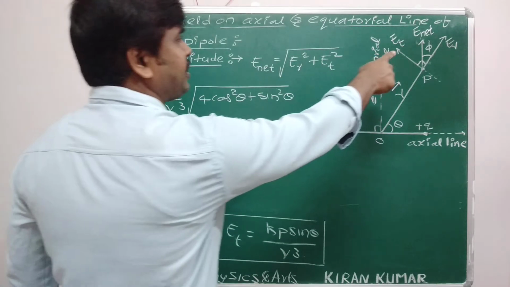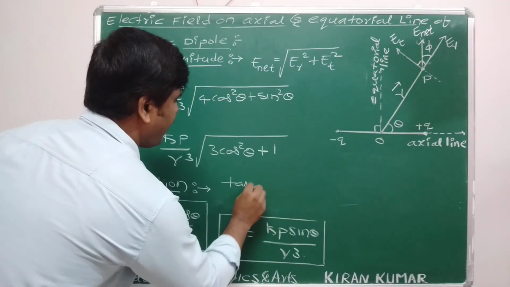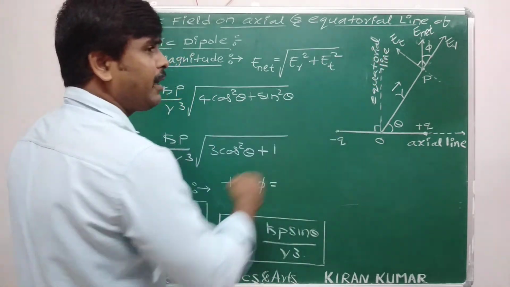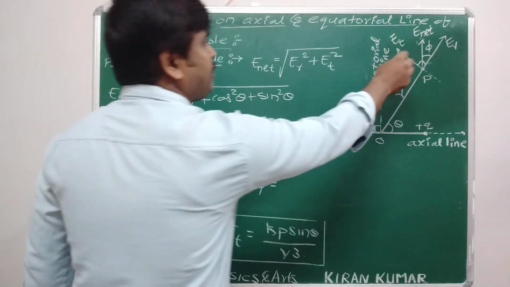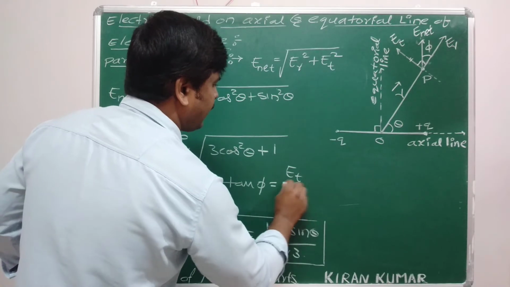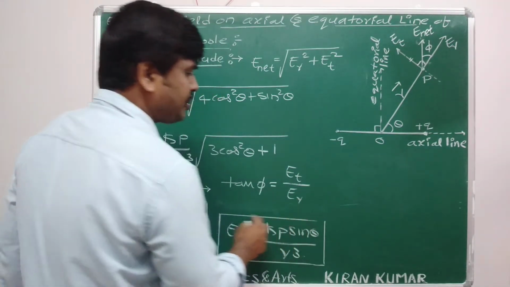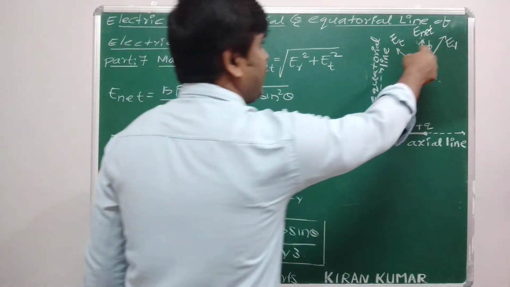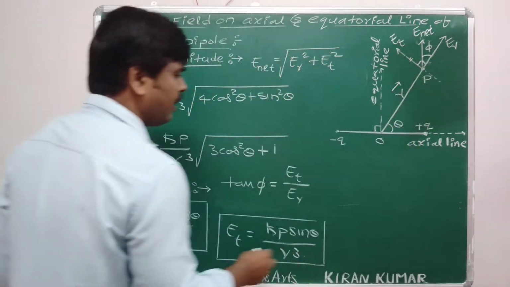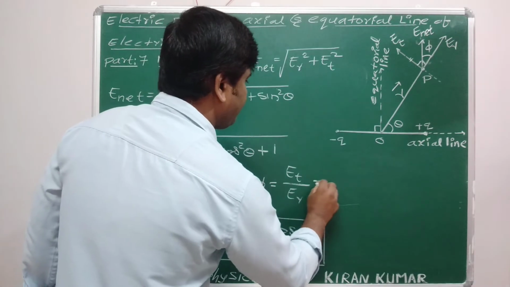Next we are going to find the result, that is the direction. Okay, so for direction, tan phi is equal to, just now I gave you opposite by adjacent side. Opposite is E_T, the tangential electric field, divided by the radial electric field. Just now I gave you the diagram. Here also we can find opposite by adjacent side. Opposite is E_T only, and the adjacent side is E_R. Okay, now the values are replaced.